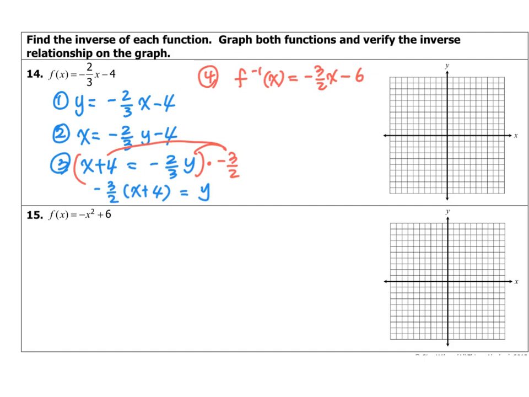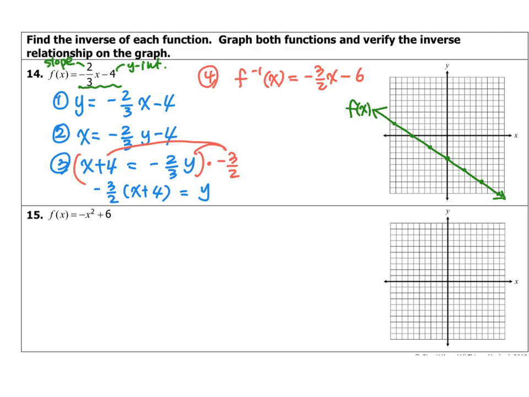So let's graph. When you have a linear function, if you know the y-intercept and slope, it will be easy to graph. So start from y-intercept -4 and your slope is -2/3. So if I go up 2, then left 3. I go up 2, left 3, go up 2, left 3, or go down 2, right 3, go down 2, right 3.